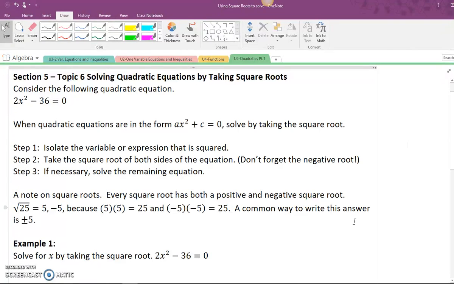A note on square roots. Every square root has both a positive and a negative square root. Here's an example. The square root of 25 is 5 or negative 5 because 5 times 5 is 25 and negative 5 times negative 5 is 25. A common way to write this is plus or minus 5.